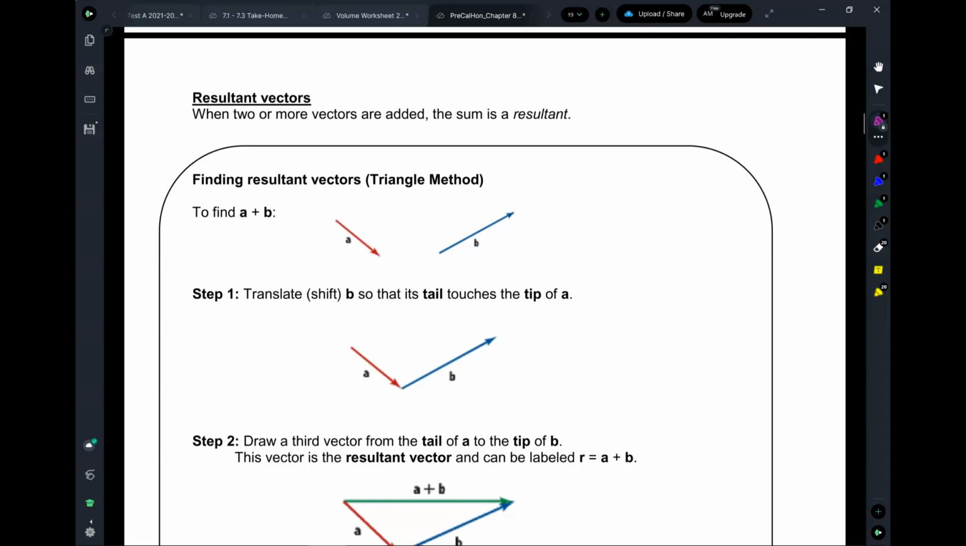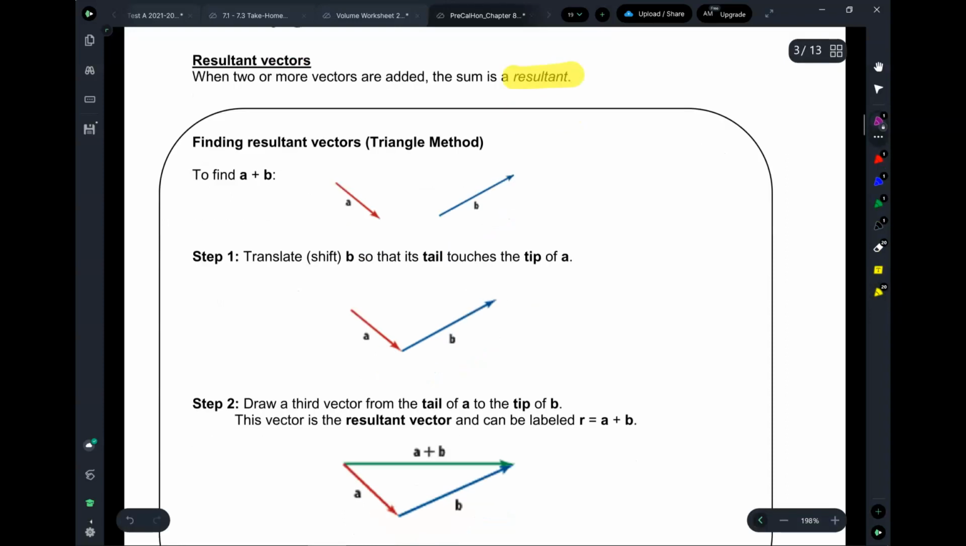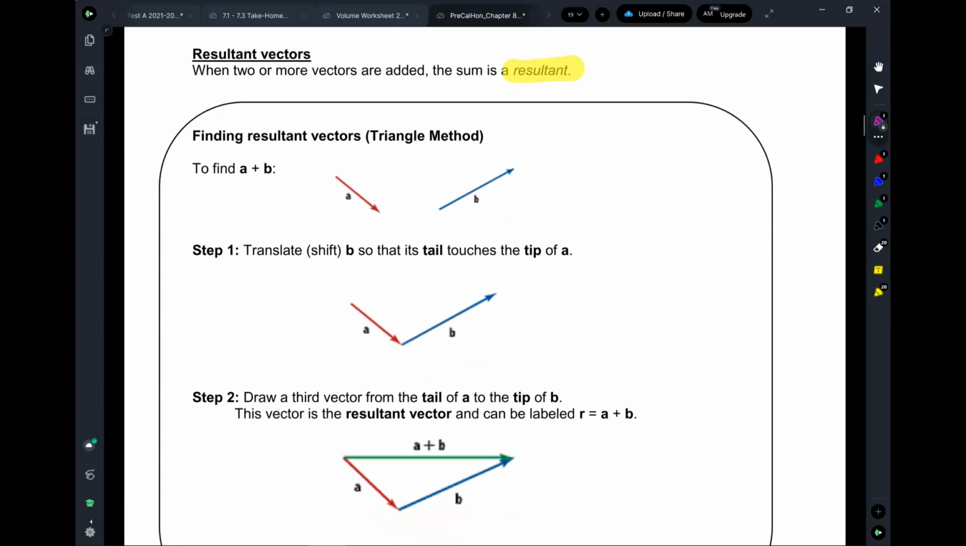I'm sorry, vectors. So we know what happens when we add two real numbers. We're used to that operation, yeah? 5 plus 3, you get 8, right? You get another real number, and so on. Okay, when you add two vectors, the sum, the result, is called a resultant vector. Okay? All right, so here's how vectors add.